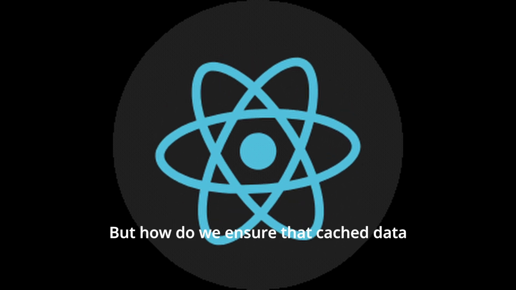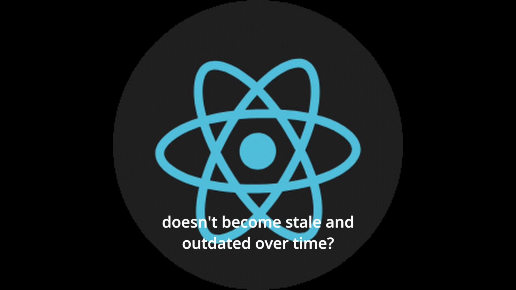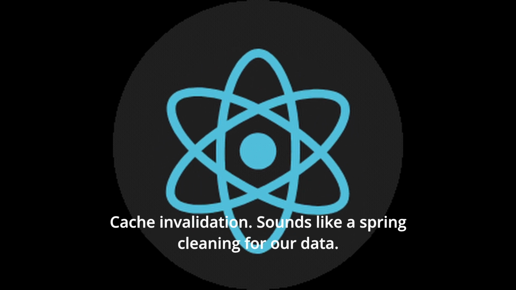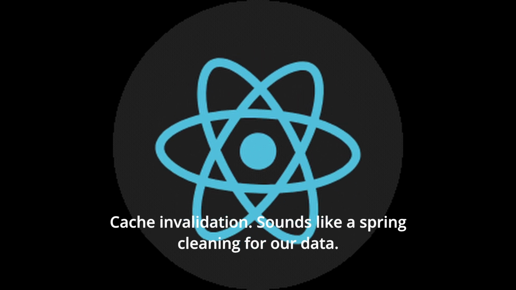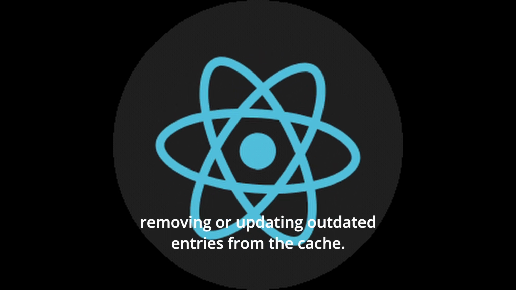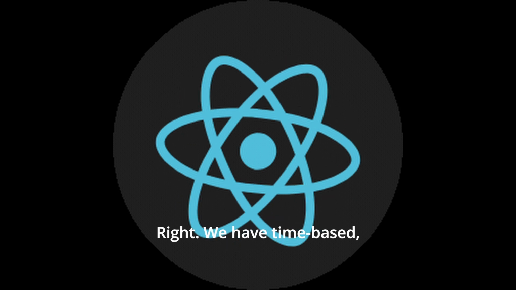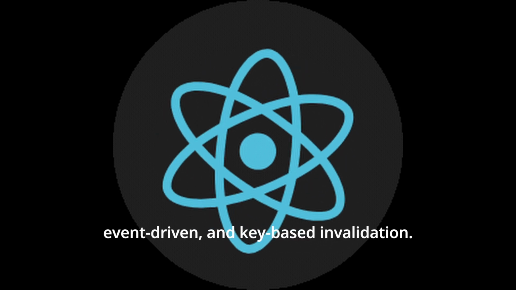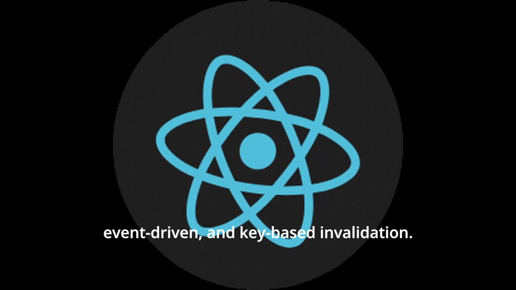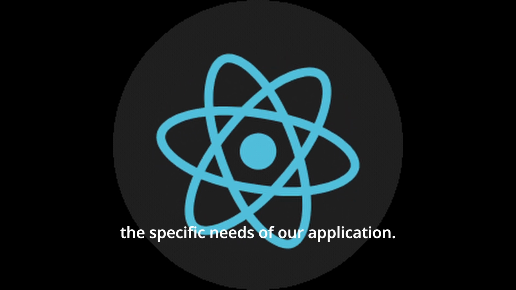Exactly. But how do we ensure that cached data doesn't become stale and outdated over time? We have cache invalidation for that. Cache invalidation sounds like a spring cleaning for our data. You could say that. It's the process of removing or updating outdated entries from the cache. And there are different ways to handle that. Right. We have time-based, event-driven, and key-based invalidation. Choosing the right approach depends on the specific needs of our application.